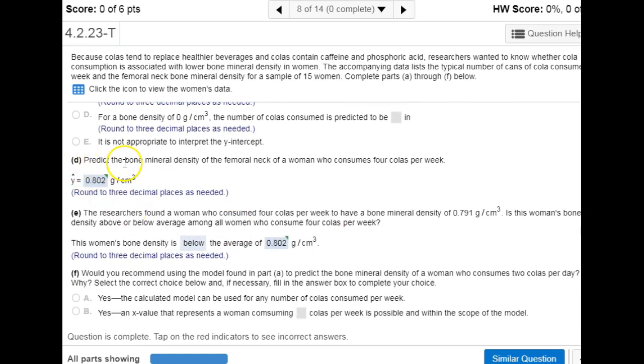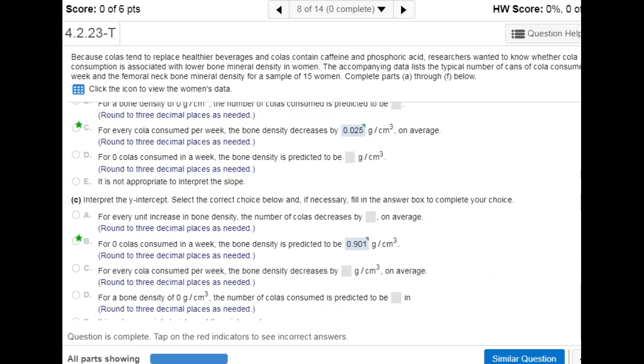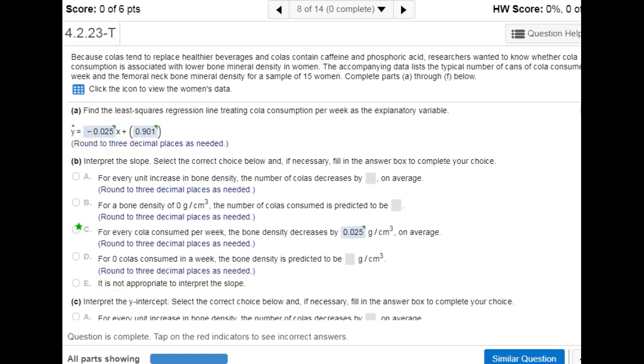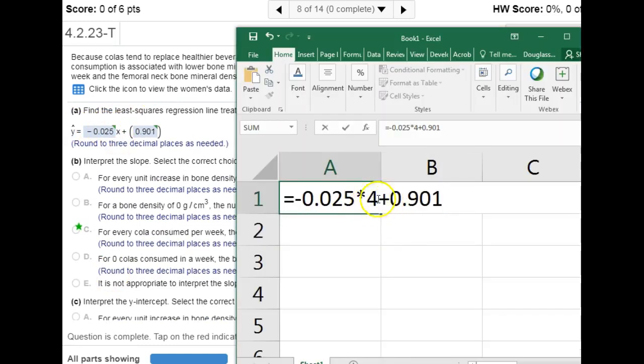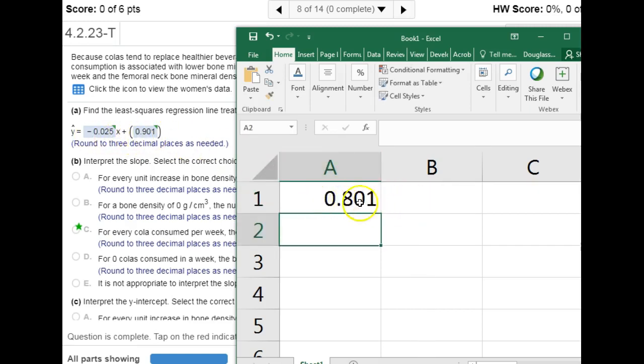For D, we're going to predict the bone mineral density for someone drinking 4 colas per week. So we're just going to plug 4 into our equation here. And so put 4 into the least squares regression line equation, and when you calculate what that would be, this is your result, and that would be our prediction then for the bone density of someone drinking 4 colas a week.